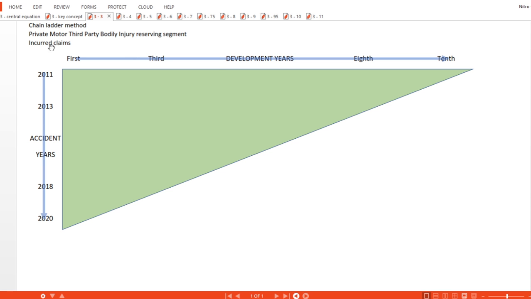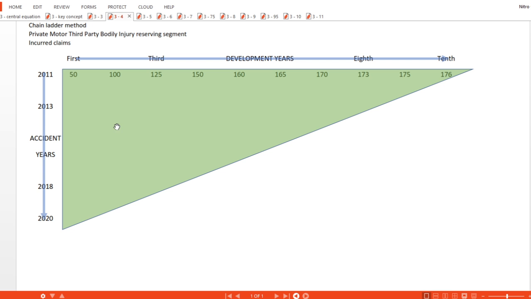Similarly, we wouldn't just look at incurred data when modelling a segment, but it's fine to use that simplification for our example. So, the first thing we do is put our data into a triangle shape, with data in the top row relating to 2011 accidents, through down to the bottom row, which will relate to claims from the 2020 accidents.